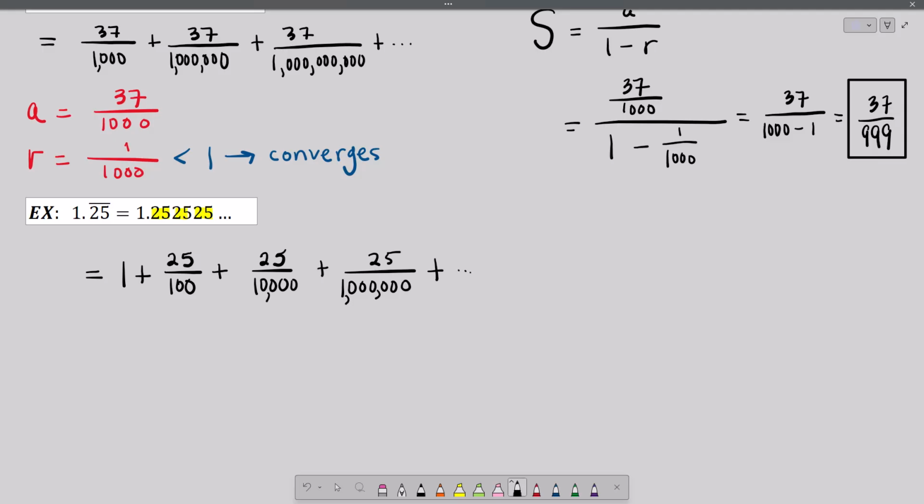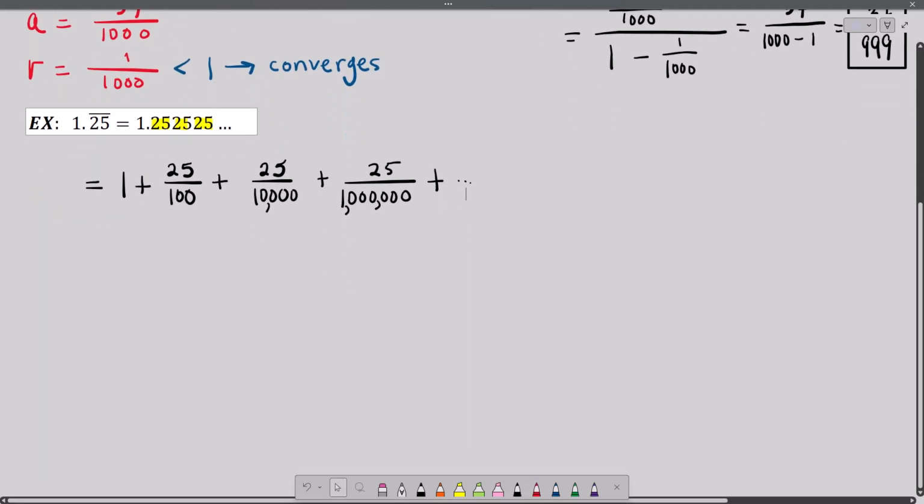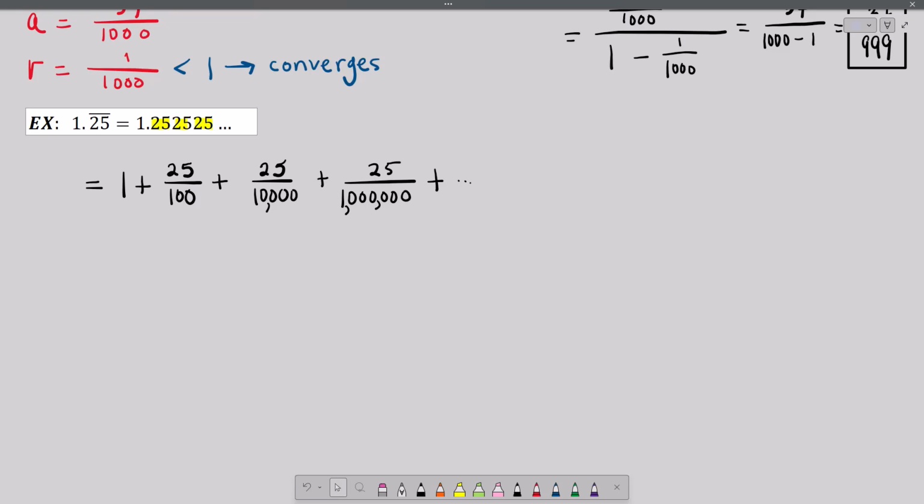So there is our infinite series. And we know it's a geometric series because there's a constant multiplier. So we're thinking of this as a geometric series plus 1. So that plus 1's not part of the geometric series piece of it. We can think of this as 1 plus geometric series. So for the geometric series part, we're going to focus on that part. A is the first term, so that's 25 divided by 100.